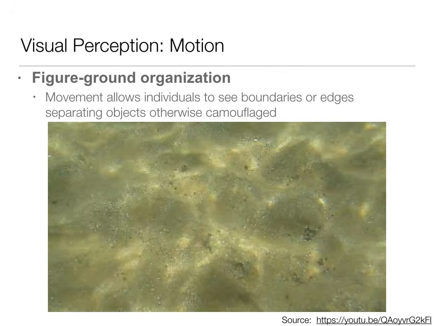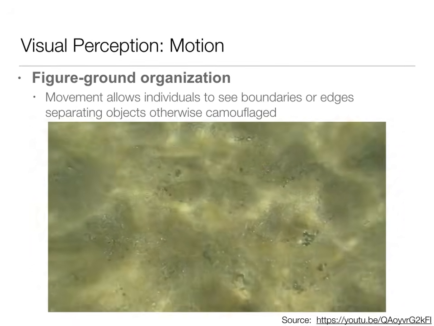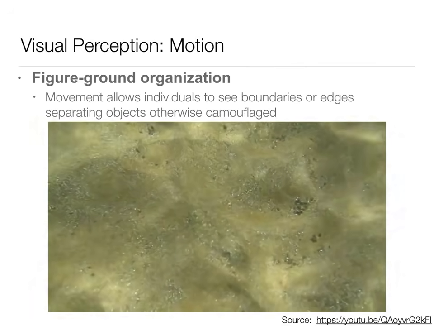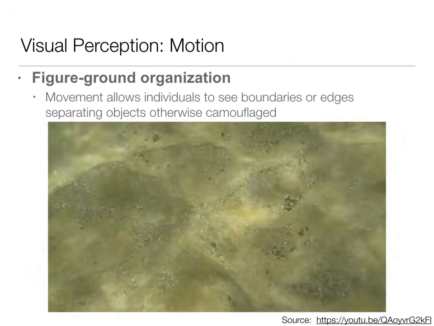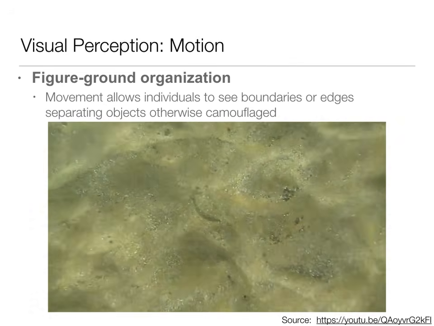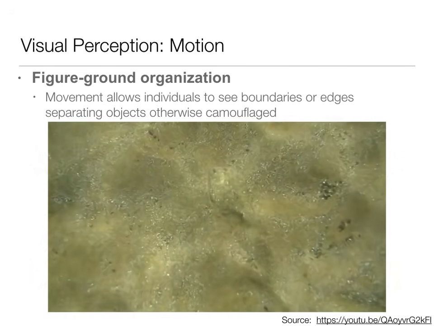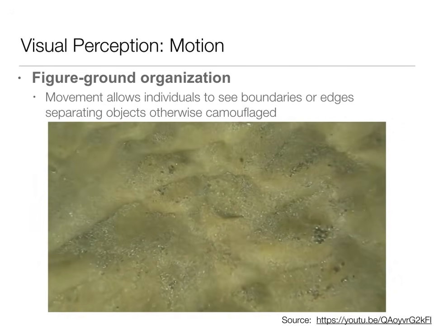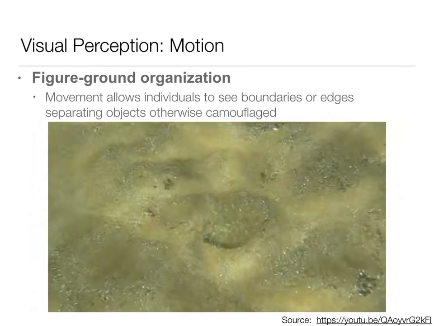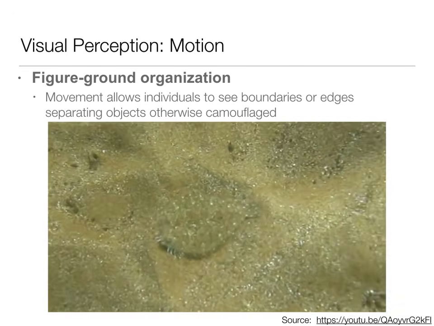In this situation, there's a fish here. Can you see the fish? Probably not, because this fish is really, really well camouflaged. But if we add motion into this, we'll be able to see the boundaries or the edges of this fish that's otherwise really well camouflaged. So once he starts swimming around, you're like, oh, hey, look, there's a fish there. But he blends in so well that you otherwise have trouble seeing that. And so this motion can also be a cue for figure to ground organization.